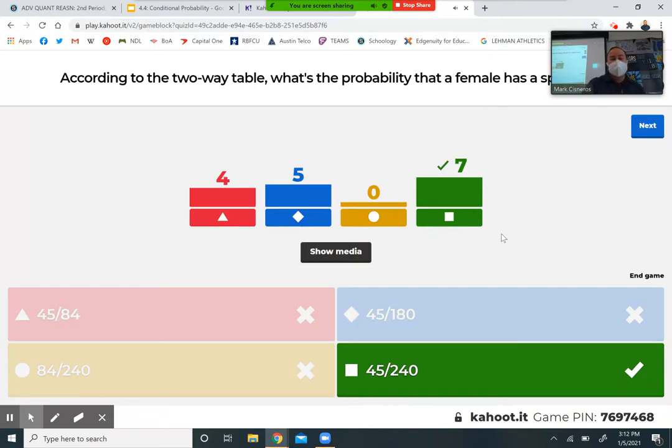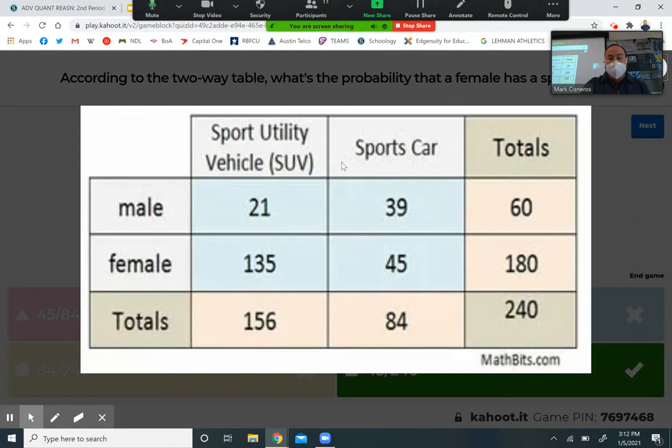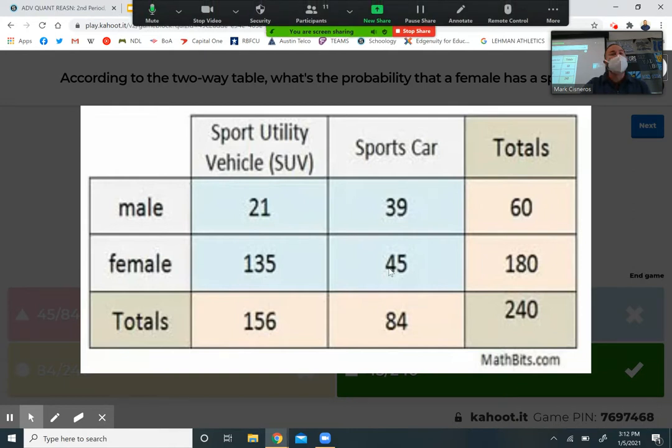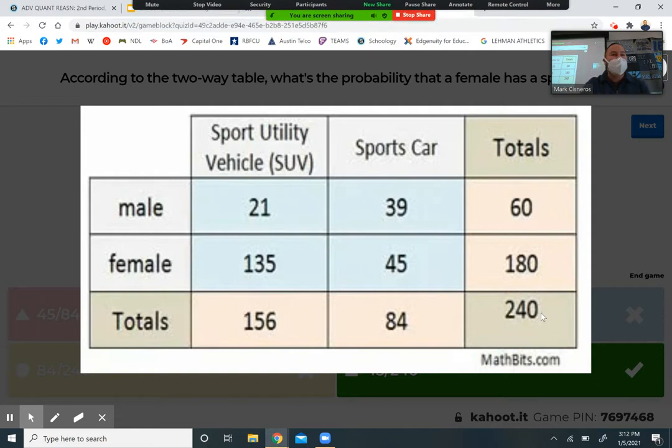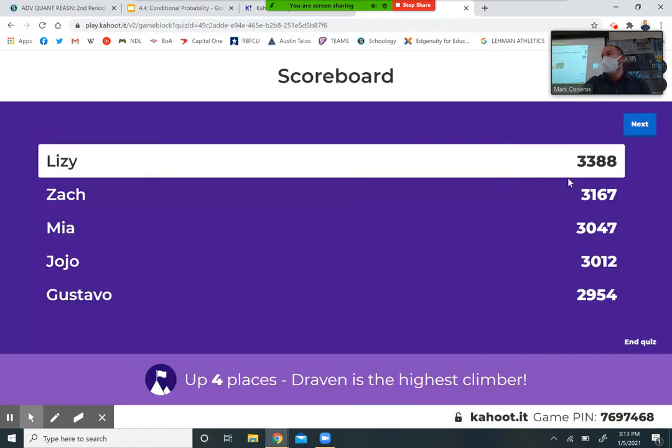Let's talk about this one for a second, okay? So, basic probability. If I want to find the probability of a female having a sports car, I look over here and I see that there's 45 females that have a sports car out of the total, which is 240. So 45 divided by 240 will give me my probability. And then I can divide it in the calculator and get my percentage if I wanted to, okay? We're going to practice more of the dividing stuff here in a minute, okay?